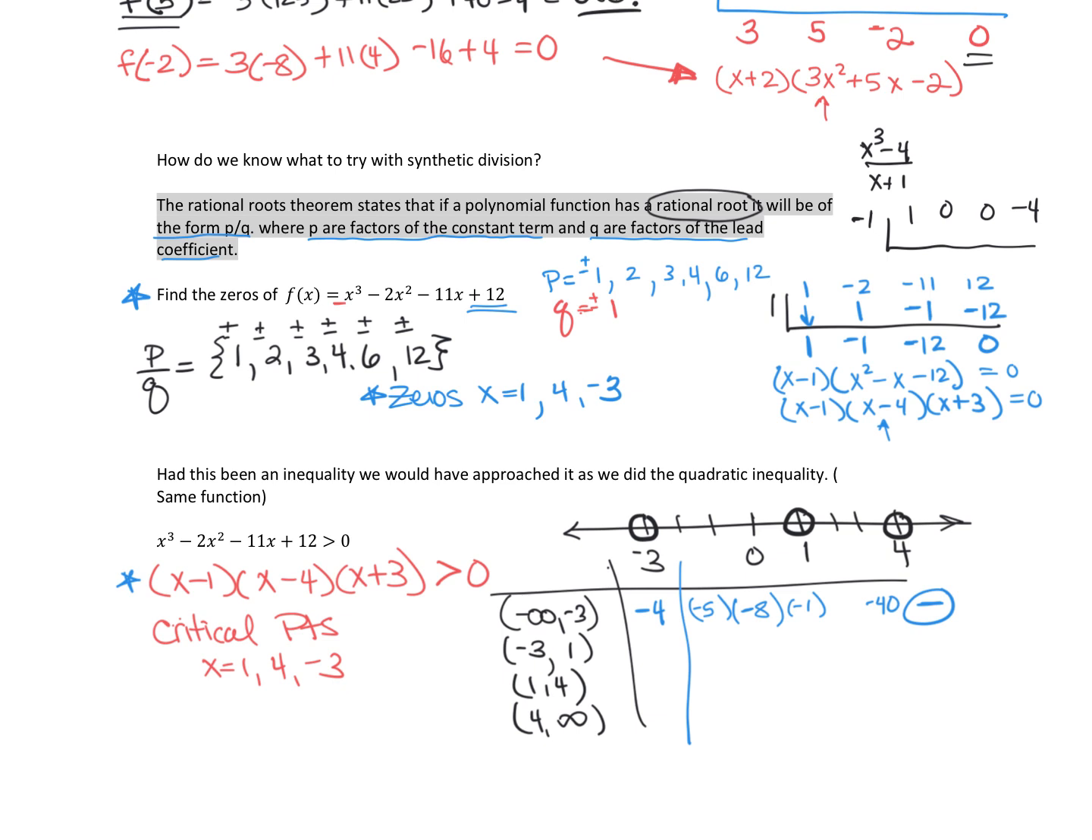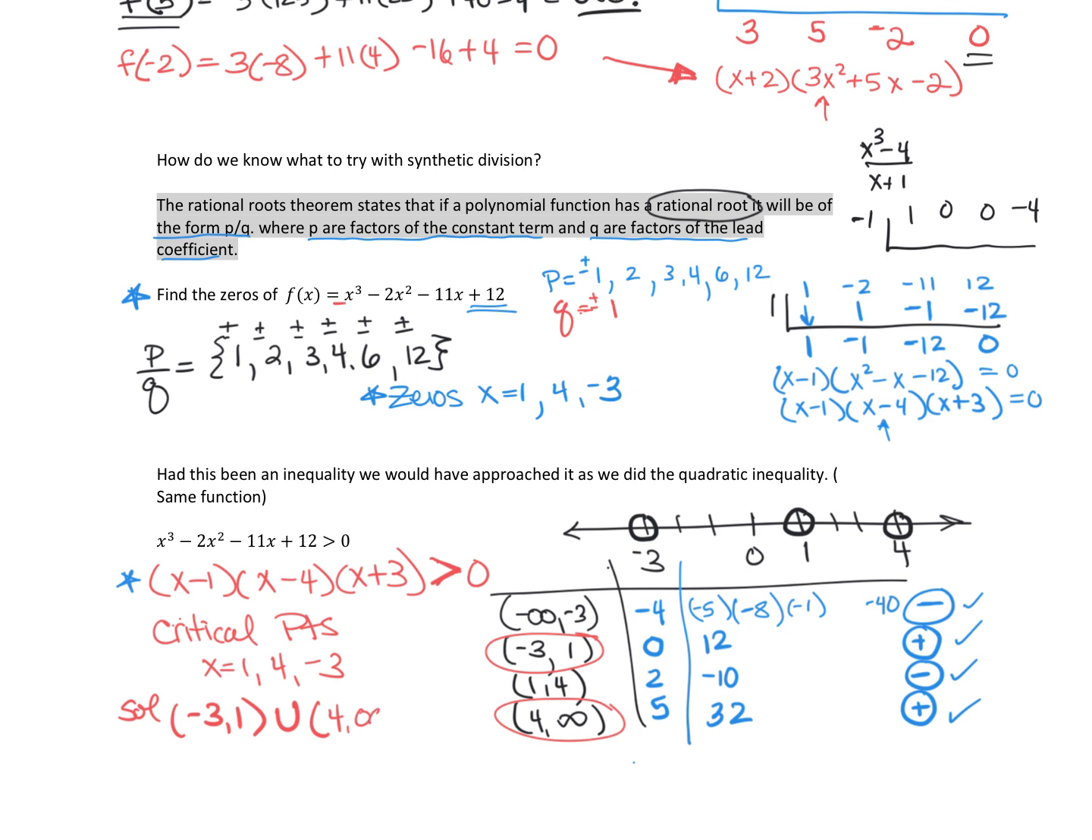So you might take a moment, pause your video, and find a point in the other intervals. I'm going to test 0, 2, and 5. So pause your video. So here are my results. My intervals were negative, positive, negative, and then positive again. And they don't always alternate, so be careful there. And then our solution is anything that's greater than 0. So that's going to be these two intervals. -3 to 1, union 4 to infinity.